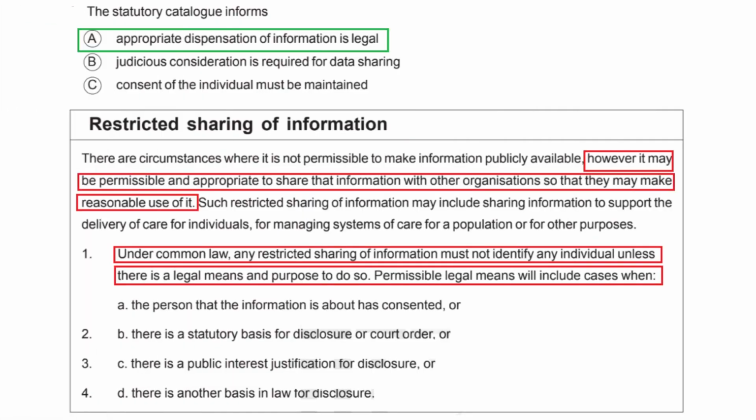The correct answer is, appropriate dispensation of information is legal. Let's explain why this option is correct and why the other options are incorrect. Appropriate dispensation of information is legal.